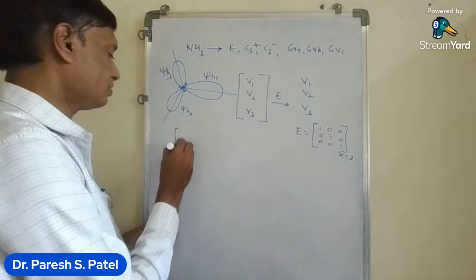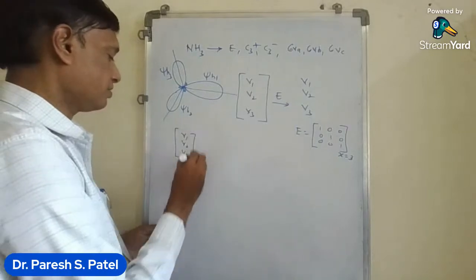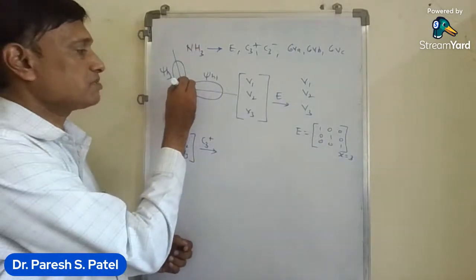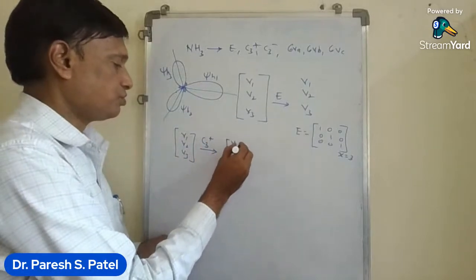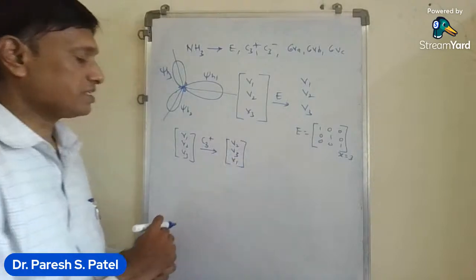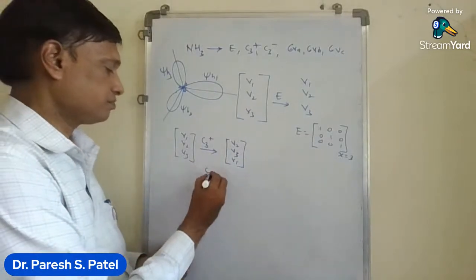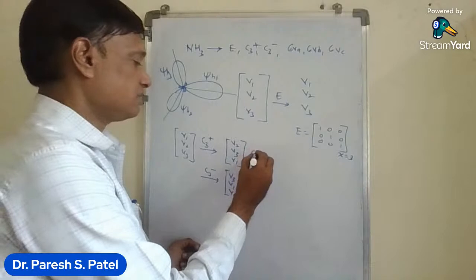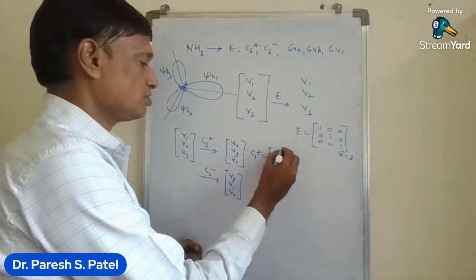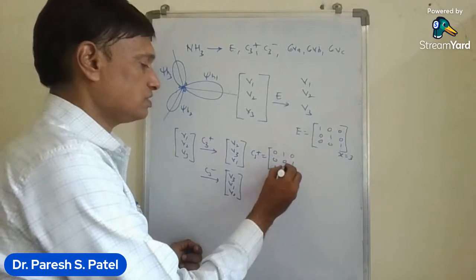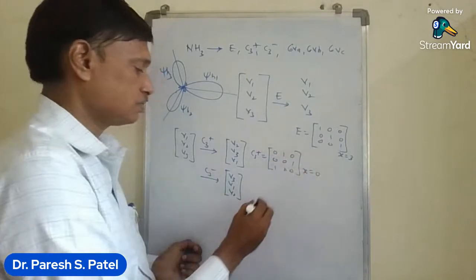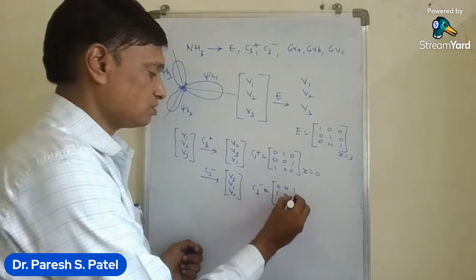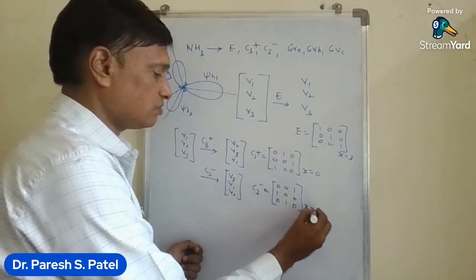In case of v1, v2, or v3, if we operate either C3 plus or C3 minus, this is the main principal axis. It means v2, v3, v1, or anti-clockwise, v3, v1, v2. So the matrix representation for C3 plus is 0 1 0, 0 0 1, 1 0 0. So the character is equal to 0. Similarly, C3 minus is 0 0 1, 1 0 0, 0 1 0. So the character is equal to 0.